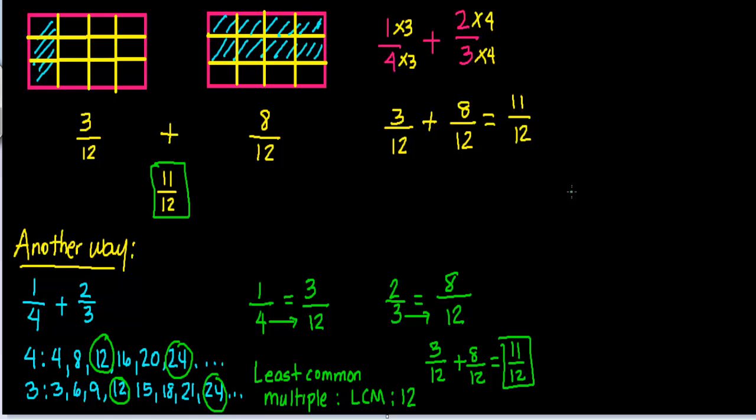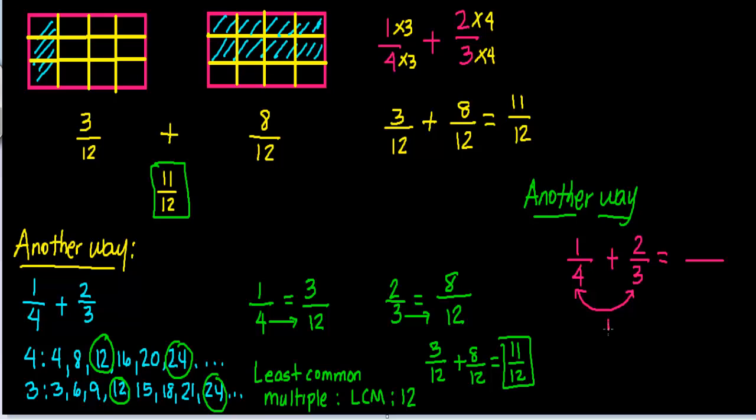Another way to do it is using a little trick. Another way is using this trick. The original addition was 1/4 plus 2/3. And here's the trick. You take these 2 denominators and you multiply them together. That gives you 12. That's going to be your denominator here.